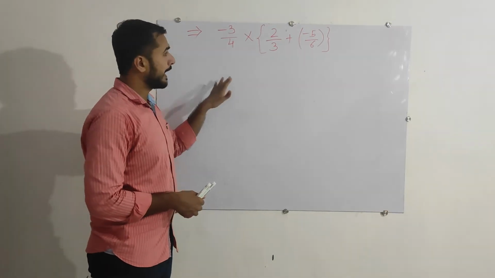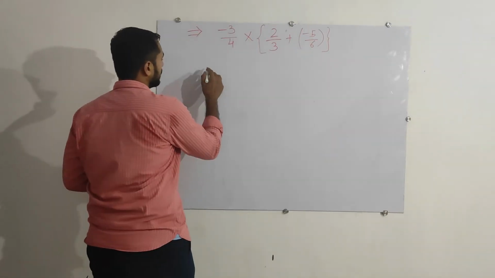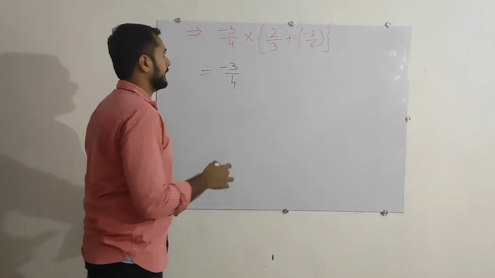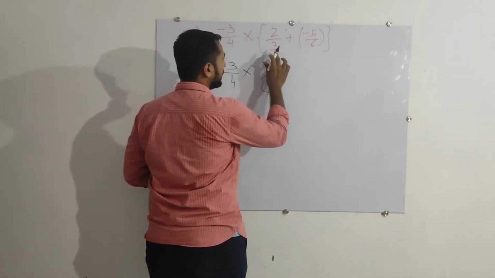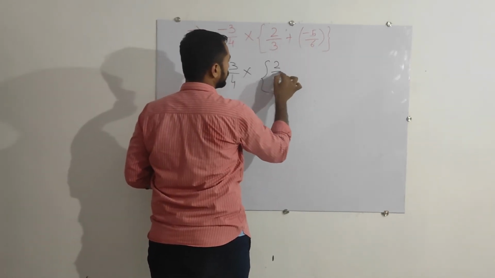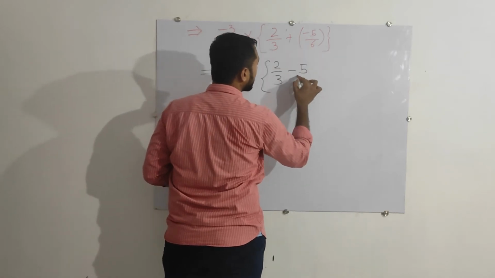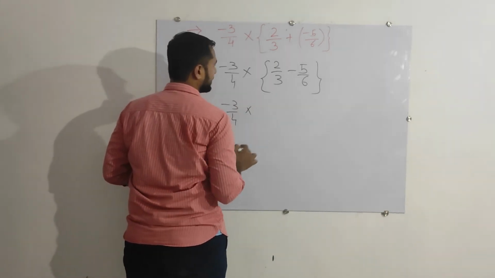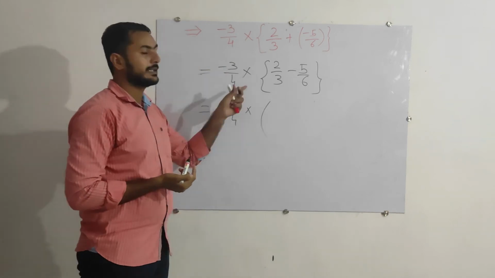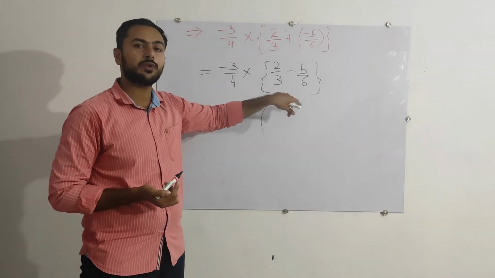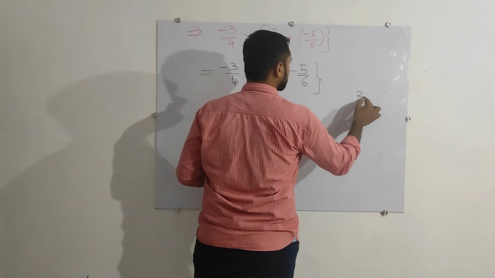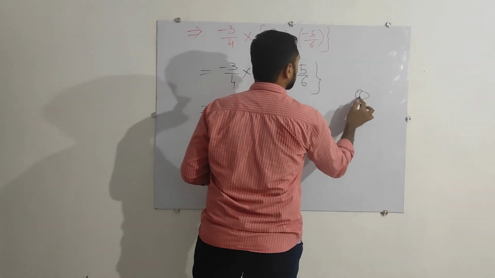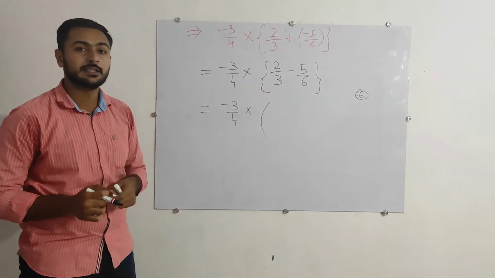Now I am going to do it by the simple method. So here, as we always do, that is minus 3 by 4. First of all, we will solve the bracket. So in the bracket, there is 2 by 3 plus minus 5 by 6. Now minus 3 by 4 multiplied by, let's take the LCM of 3 and 6. The LCM for 3 and 6 is 6. Here we need to multiply with 2.